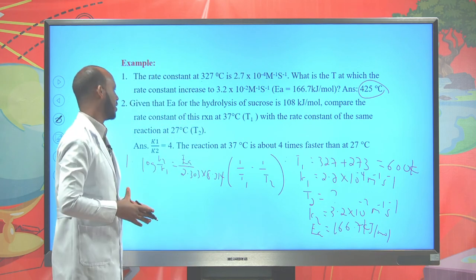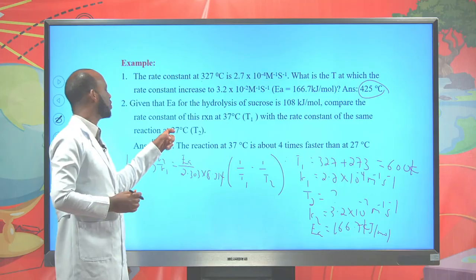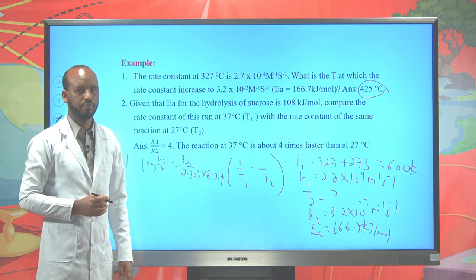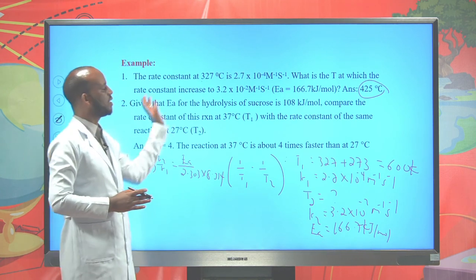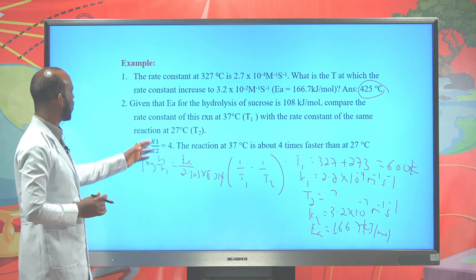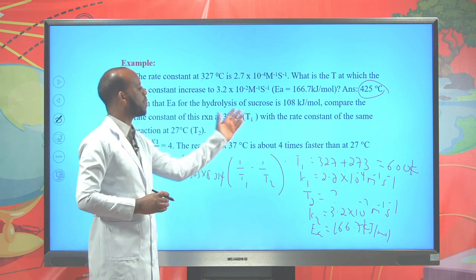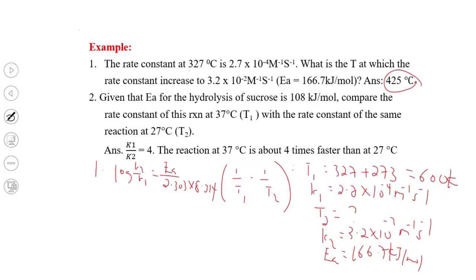Number 2. Given the activation energy for the hydrolysis of sucrose, which is 108 kilojoule per mole, compare the rate constant for this reaction at 37 degrees centigrade with the rate constant of the same reaction at 27 degrees centigrade. Again, substituting the given values in this equation, we get k1 divided by k2 equals 4. Now the reaction at 37 degrees centigrade is about 4 times faster than at 27 degrees centigrade.